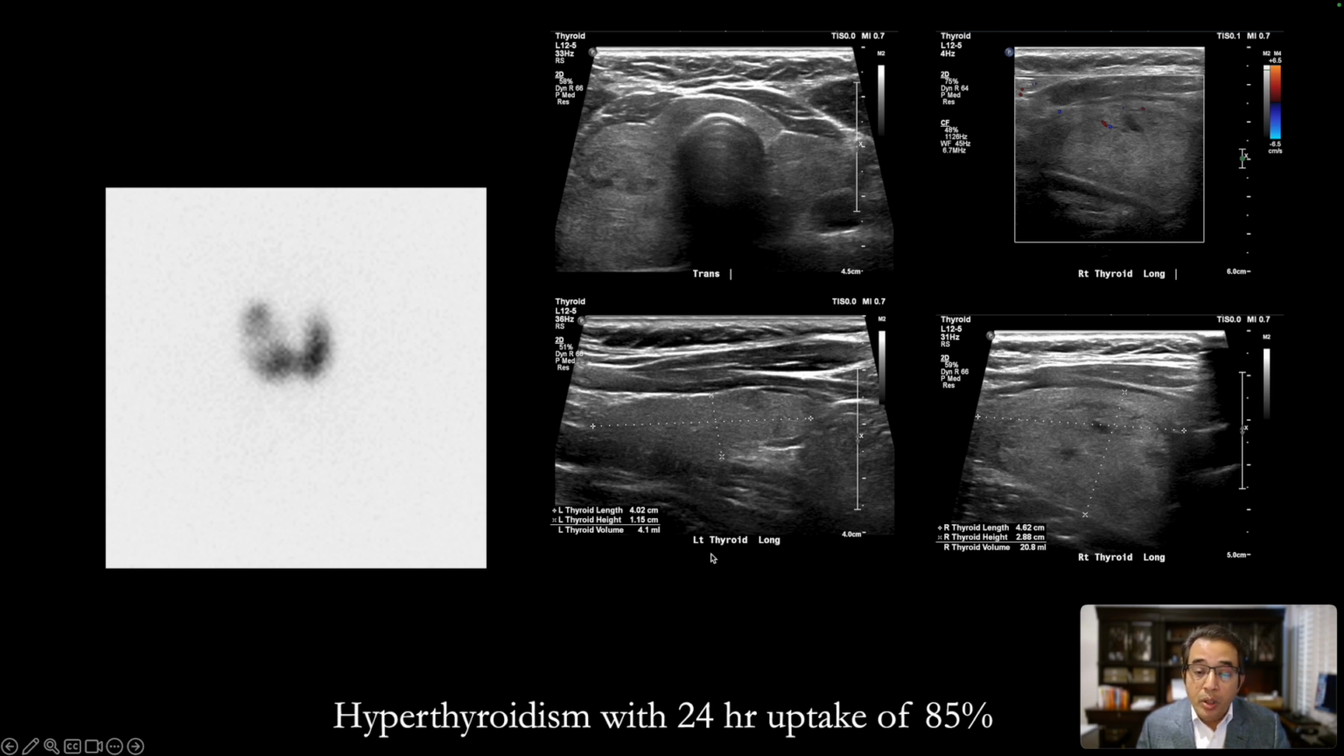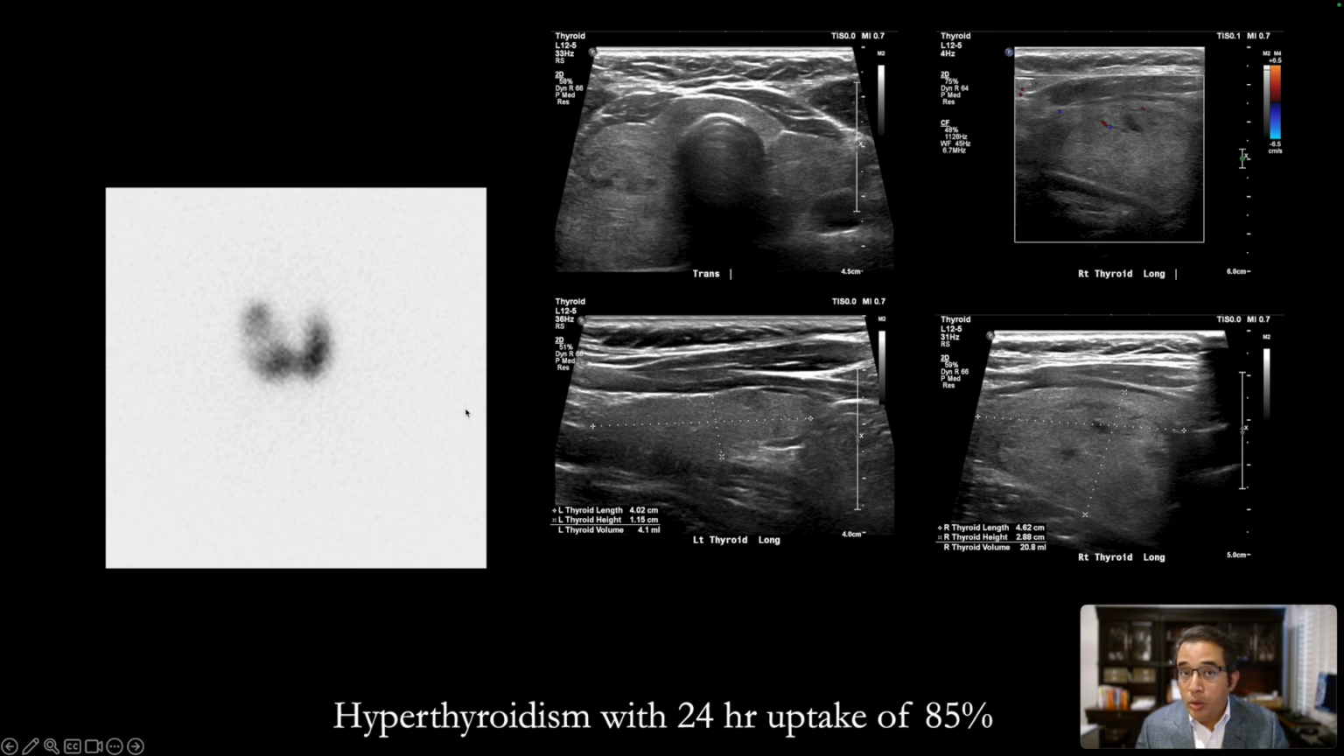And here is a similar long axis view of the left lobe of thyroid. It is normal in size, uniform in echogenicity, and there are no nodules seen. And here's again that nodule in the right lobe of thyroid. So this nodule is seen as a photopenic defect on the scan, and this nodule needs to be biopsied and a cancer needs to be ruled out before this patient can be treated with radioactive iodine for their hyperthyroidism from Graves' disease.